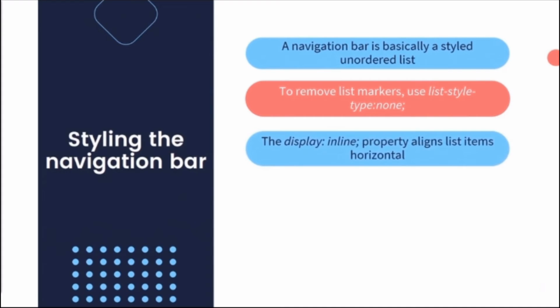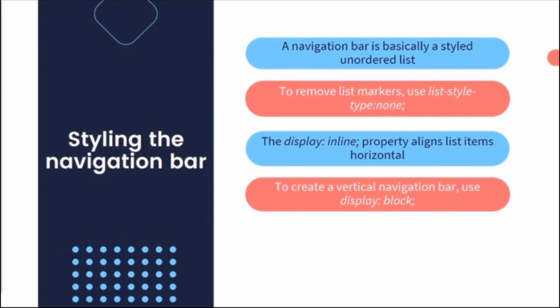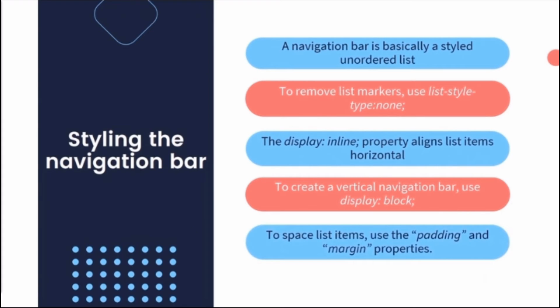Next, we can also use the display inline property, and this aligns the items horizontally. I will be showing you an example of this very shortly. And then to create a vertical navigation bar, we can use display block. Now, there's this distinction between inline and block display elements, and this is extremely important to understand as we progress through web development. Later on in the session, I will be covering the difference between inline and block level elements. Also, to space list items, we use padding, margin, and even borders sometimes as properties. And again, this is something we will be covering in this session.